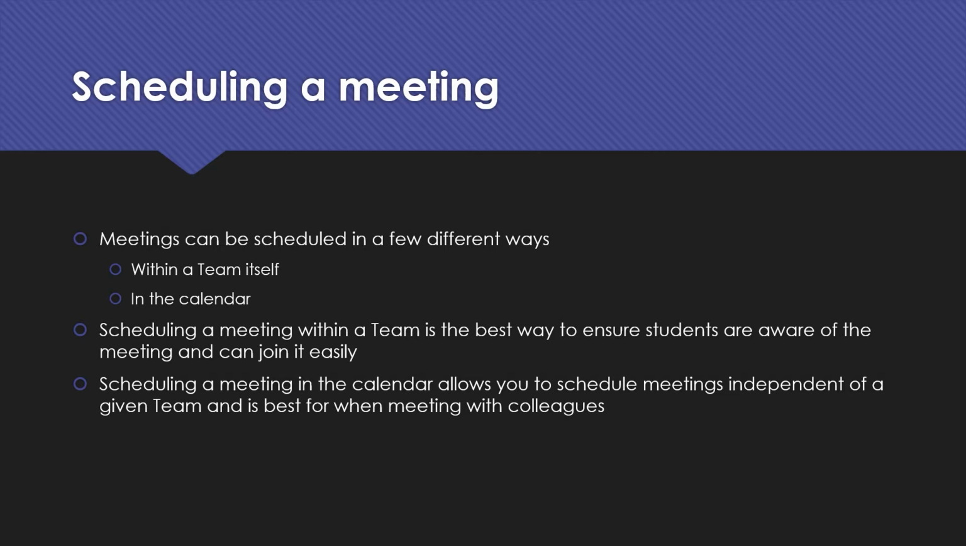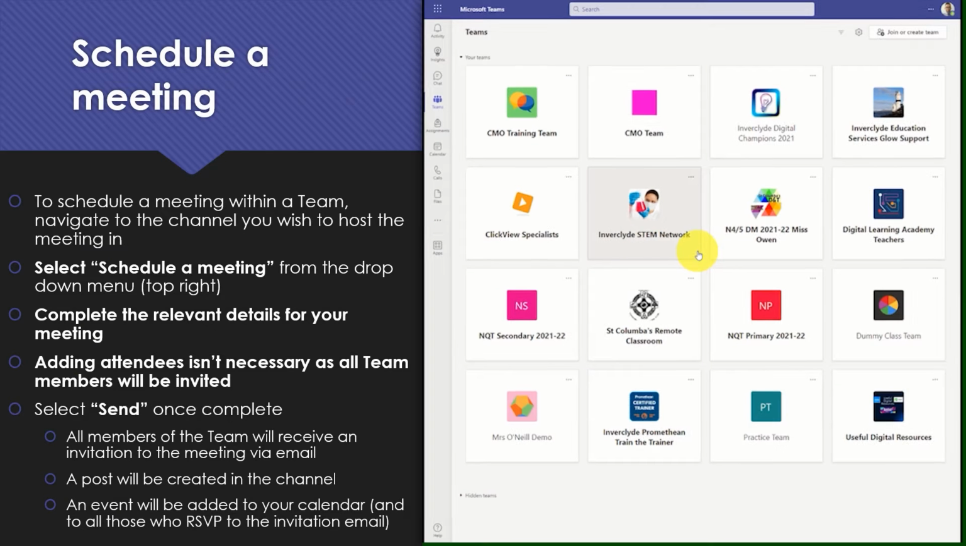Meetings can be scheduled in a few different ways, either within a team itself or within the calendar feature within Teams. Scheduling a meeting within a team itself is the best way to ensure students are aware of the meeting and can join it easily. Scheduling a meeting in the calendar allows you to schedule meetings independent of a given team and is best for when meeting with colleagues. To schedule a meeting within a team, navigate to the team and channel you wish to host the meeting in.